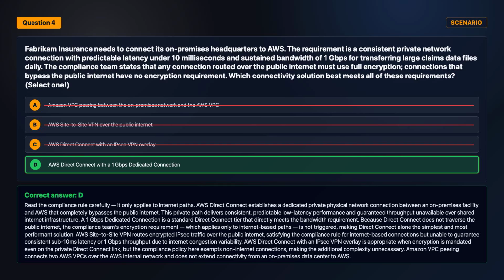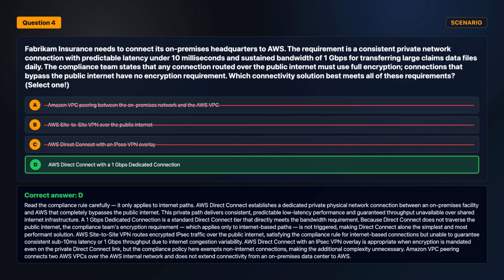A 1 gigabit per second dedicated connection is a standard Direct Connect tier that directly meets the bandwidth requirement. Because Direct Connect does not traverse the public internet, the compliance team's encryption requirement, which applies only to internet-based paths, is not triggered, making Direct Connect alone the simplest and most performant solution.